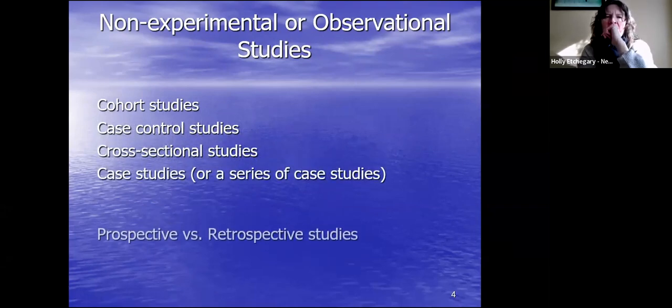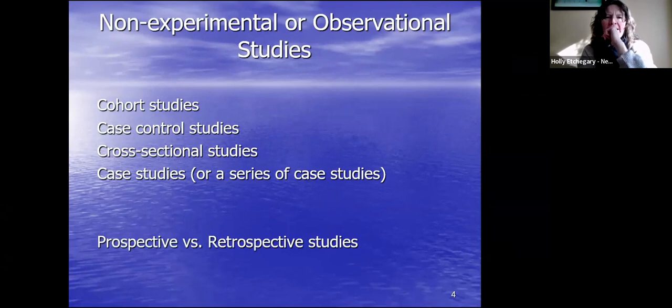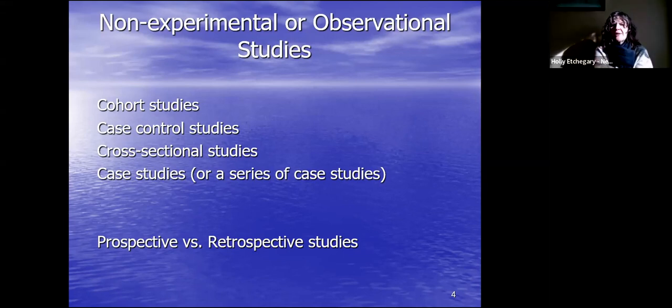The other type will be non-experimental, or what we call observational studies, and there are a variety of different types of these. So cohort, case control, and cross-sectional, probably three of the most common we see, and those are the ones that we'll focus on mostly today. Or a case study, which you see sometimes. Sometimes you see a series of case studies, but in general, these are the non-experimental designs.